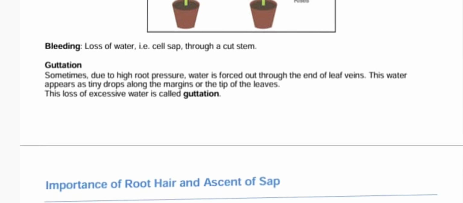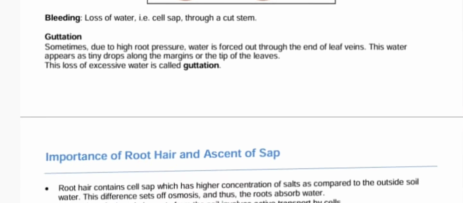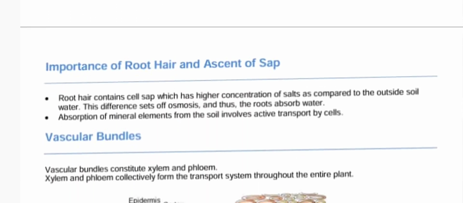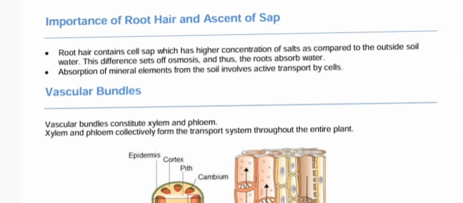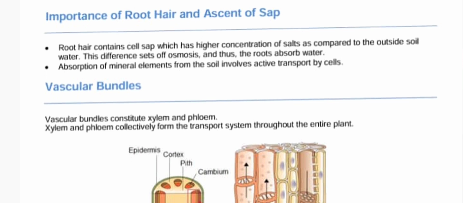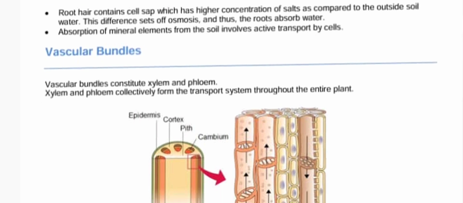Guttation sometimes occurs due to high concentration; the droplets appear on the leaves due to the excess of nutrition. Importance of air in cell sap: a root contains cell sap with concentrated salt compared to the outside soil water. Due to this difference, by osmosis, the roots absorb water.